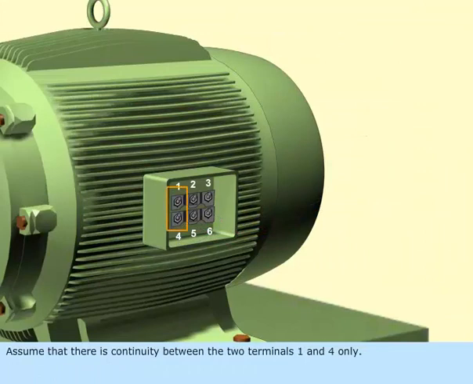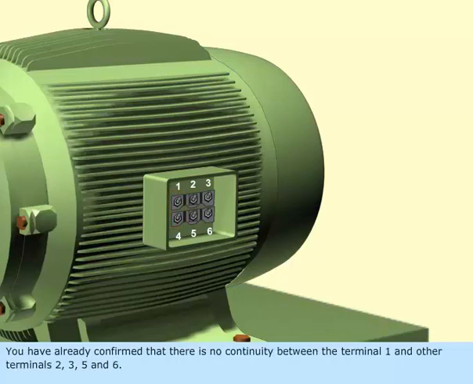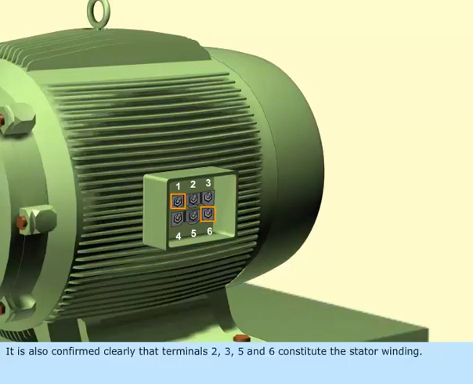Assume that there is continuity between the 2 terminals 1 and 4 only. Hence, you can confirm that the terminals 1 and 4 constitute the field winding. You have already confirmed that there is no continuity between the terminal 1 and other terminals 2, 3, 5, and 6. It is also clearly confirmed that terminals 2, 3, 5, and 6 constitute the stator winding.